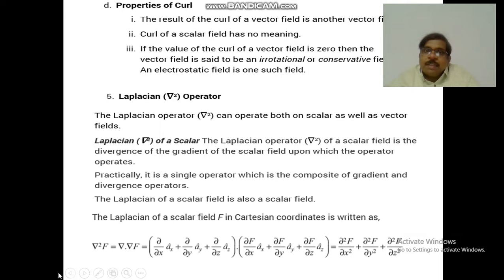And the Laplacian operator, del square. The del square operator acts both on scalar as well as vector fields. Laplacian del square of a scalar f is equal to del dot del f, so we may represent the final equation as ∂²f/∂x² plus ∂²f/∂y² plus ∂²f/∂z². The Laplacian of a scalar field is also a scalar field.